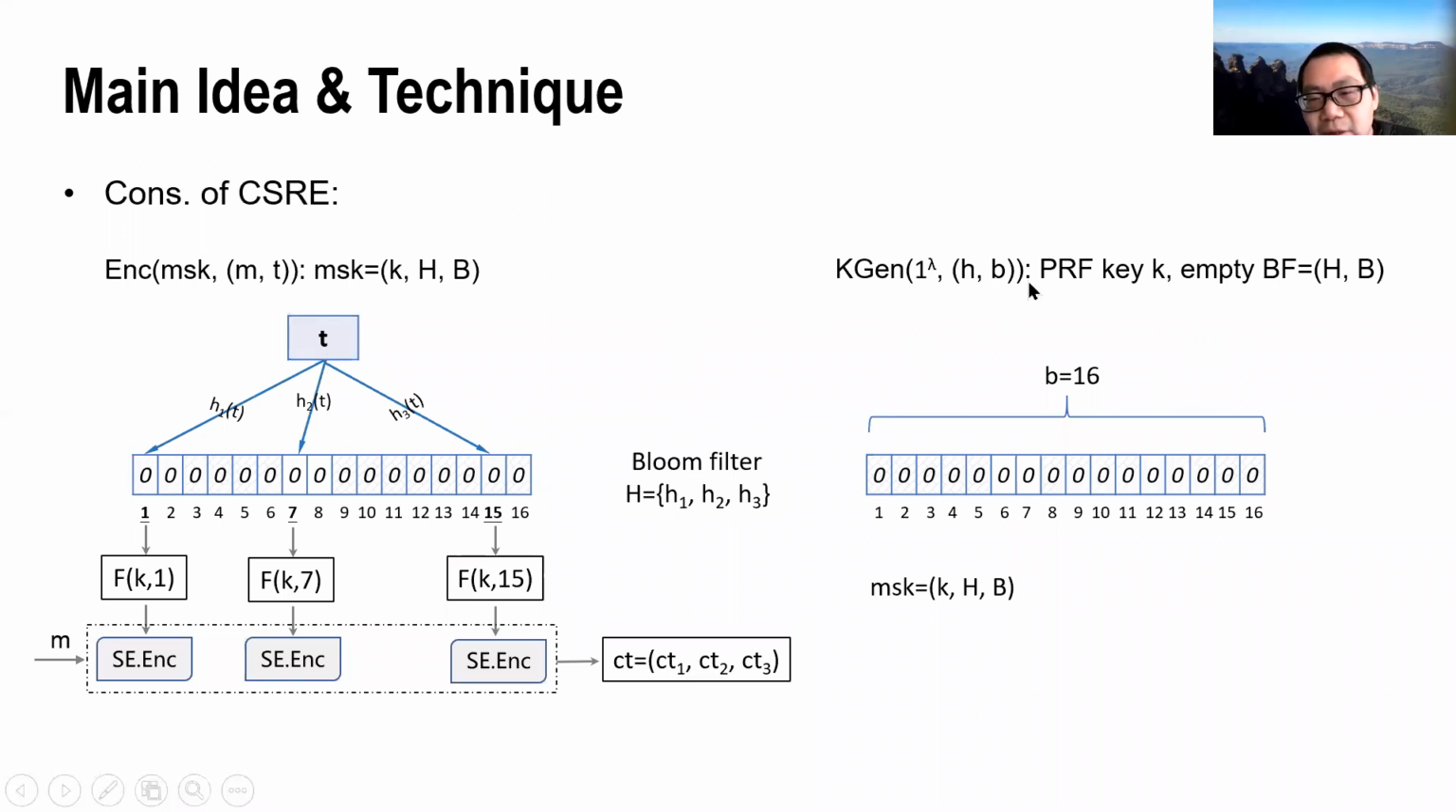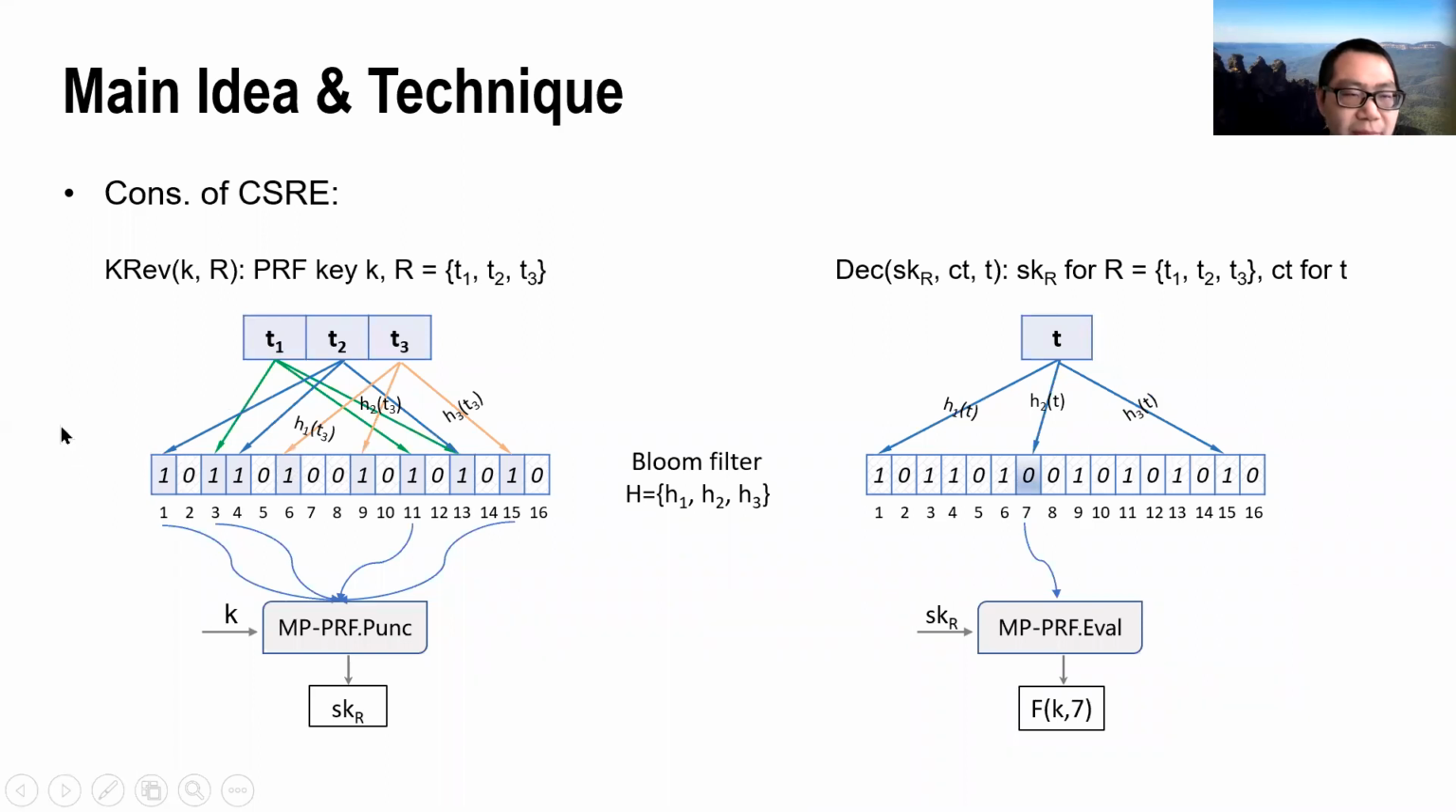For the key generation algorithm, it takes a security parameter and the Bloom filter parameters H, B. It outputs a PRF key and an empty Bloom filter H and B. For the encryption algorithm, when we want to encrypt a message associated with tag T, we first compute the values of the hash functions at tag T. Then we evaluate the PRF values at these hash values. After that, we use these PRF values as a symmetric key to encrypt the message M. Here, the SE is the standard symmetric encryption.